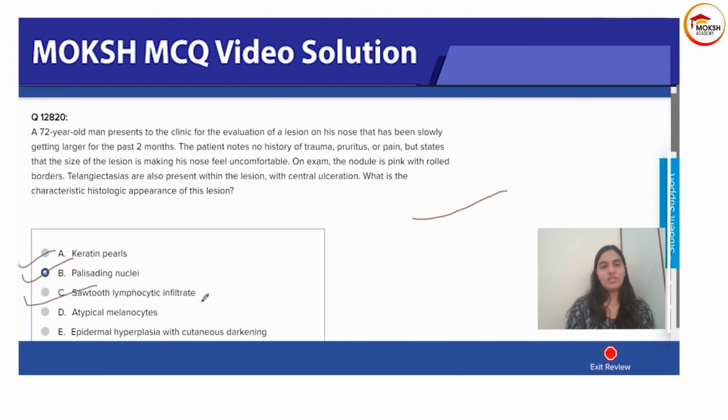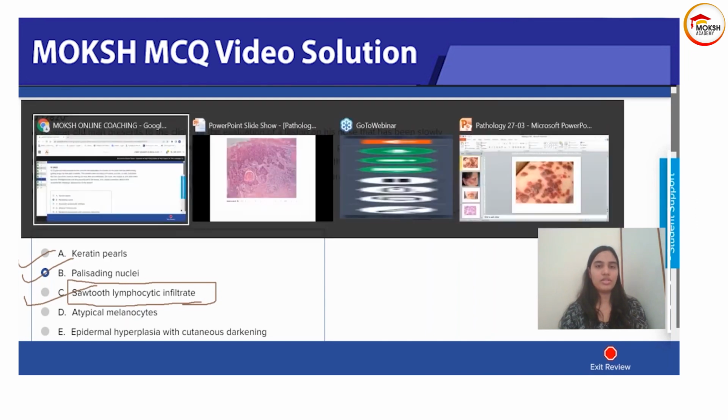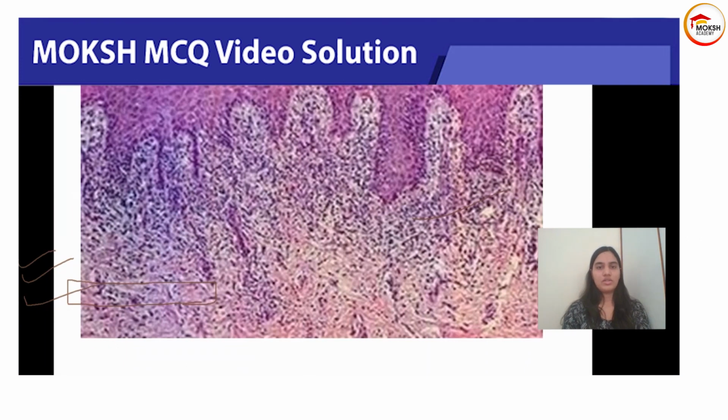What about other options? Sawtooth lymphocytic infiltrate. Now, in which condition will this be seen? It is seen in lichen planus. And how will lichen planus be given in the question? It is classically all those P's that you see. They are polygonal, purple, pruritic lesions. If that is the description, then it is lichen planus, classically associated with hepatitis C and some drugs like thiazides. And the histology will show a sawtooth lymphocytic infiltrate, which is seen here.